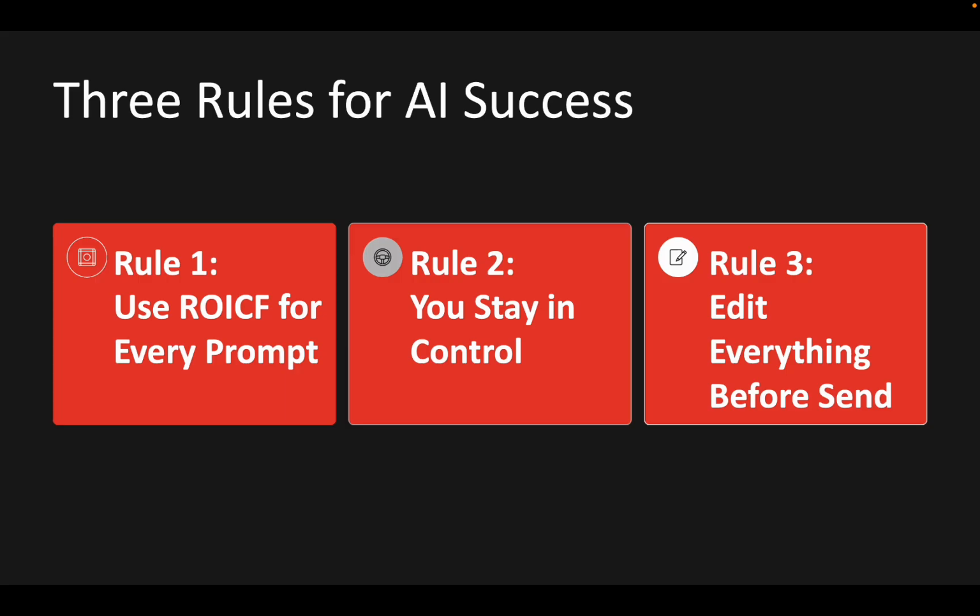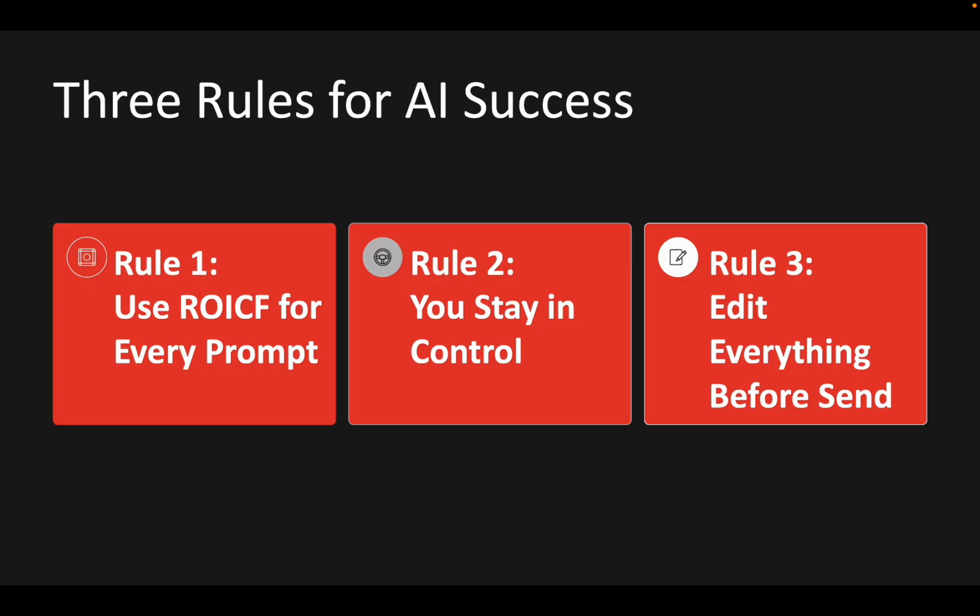Here are the 3 rules for AI success. Use the ROICF for every prompt. Don't skip steps. Define the role, objective, input, context, and format every time. This eliminates back and forth and gets you better results faster. Rule 2, you stay in control. You decide what matters. You choose the focus. You set the format. You approve the final version. AI suggests, but you decide.